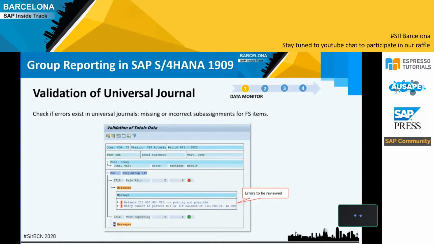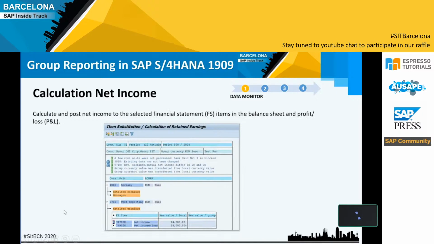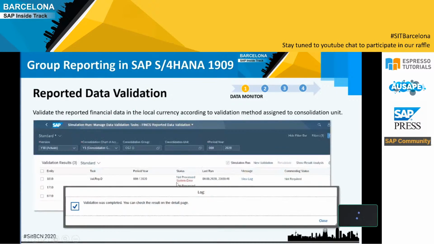Then the system will validate the records as part of the financial statement items, if some mandatory information is missing, or if the balance for some account is not matching. Then the system will calculate the net income and post it in the accounts that have been set up as part of Consolidation Group reporting. Then the system will validate by local currency each of the consolidation units, depending on the validation method that we have assigned.